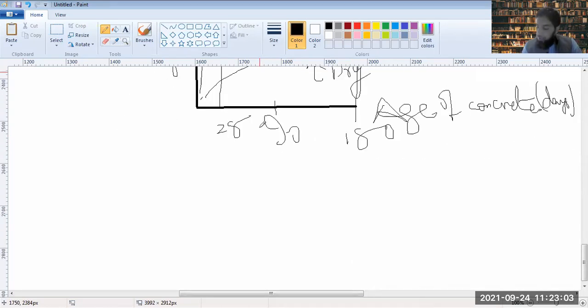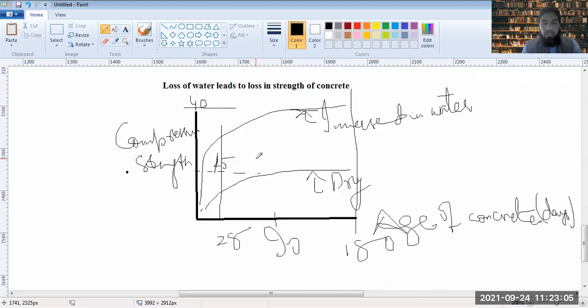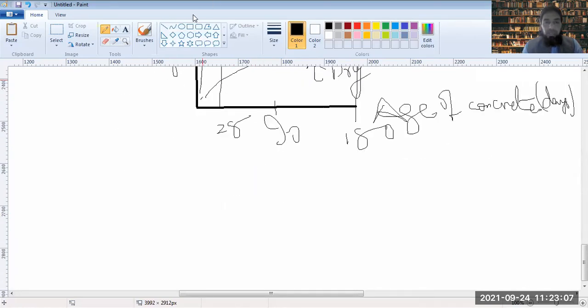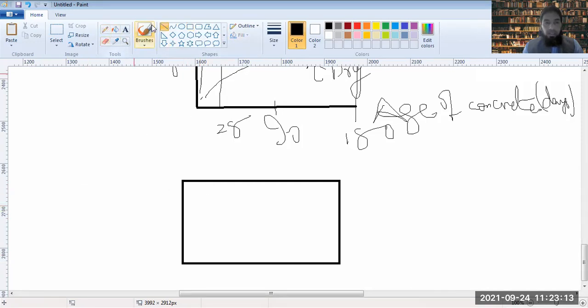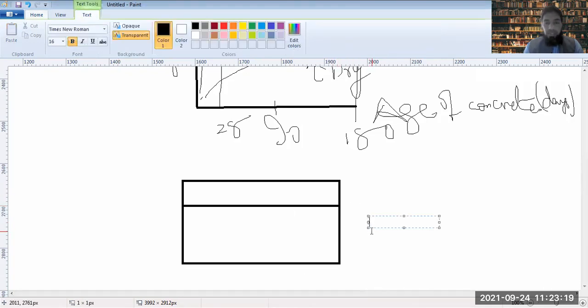And now if we are completely immersing it in water over a period of time, so we have curing tanks in our labs. These are curing tanks.